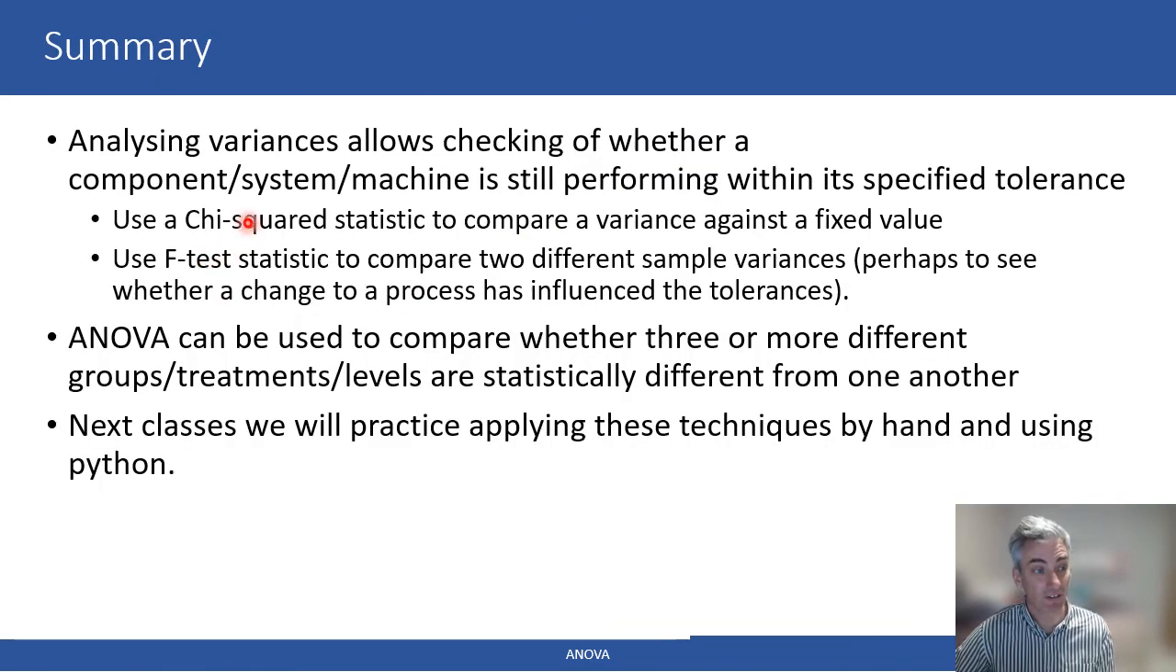So to summarize, analyzing errors and analyzing variances is super useful. I showed that the chi-squared could be used to test whether sample variance is equal to a specific value. I also showed that the F-test could be used to check whether two sample variances are the same or not. And this is particularly interesting to see if a change in a process produces the same output specification or the same output variance in the final thing that you're manufacturing.